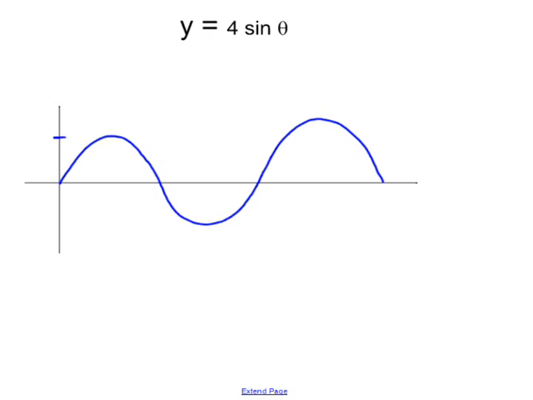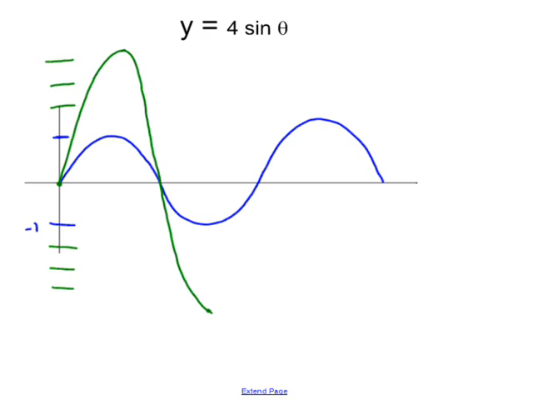Instead of this being 1, this now becomes 4. So if it was 1, and that's my parent function, then now I got to go 2, 3, 4. It's got to come all the way up here. And 1, 2, 3, 4, and all the way down through that same 0, 0 here and back. So it's a vertical stretch of 4.